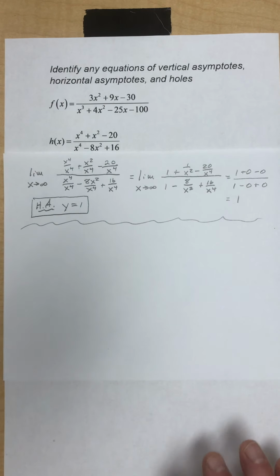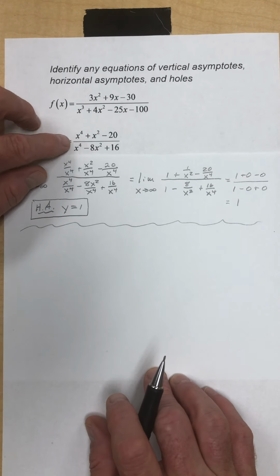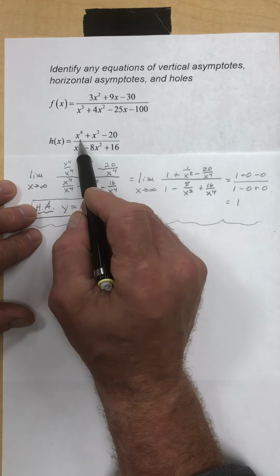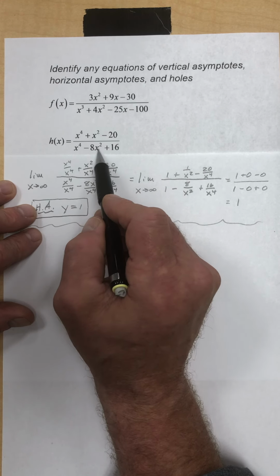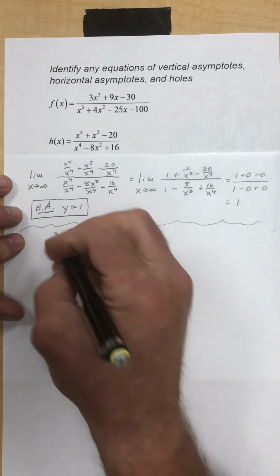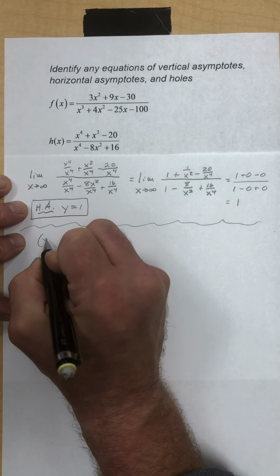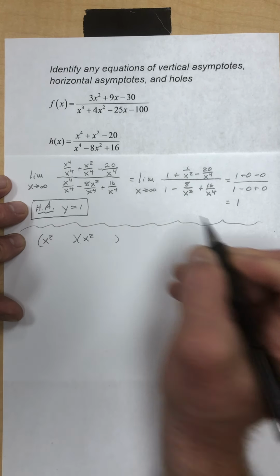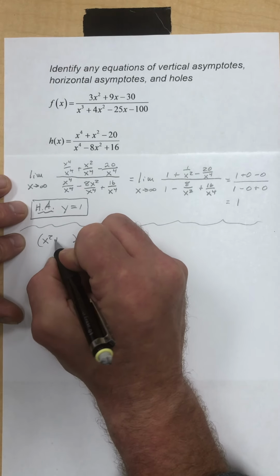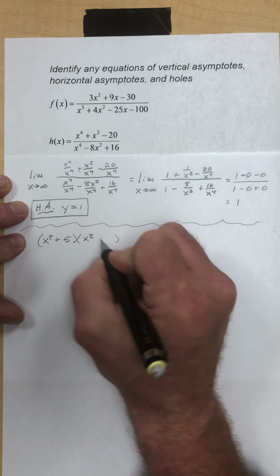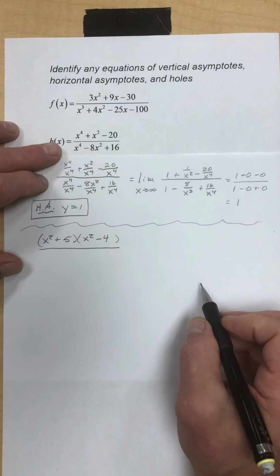Now we want to take a look at vertical asymptotes and holes. Both of these factor relatively easily because notice that the degree of the middle term is half the degree of the first term in both of them. So we can easily factor this. The numerator, the x to the 4th would split up into x squared and x squared. And then factors of negative 20 that add up to 1. That would be a positive 5 and a negative 4. So we're starting there. Do the same thing down here.